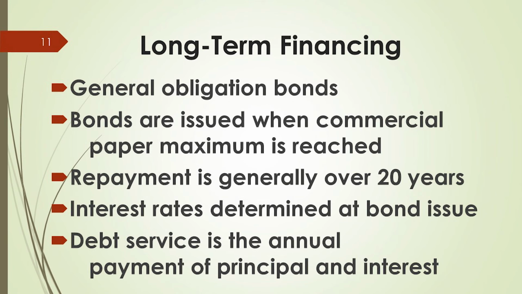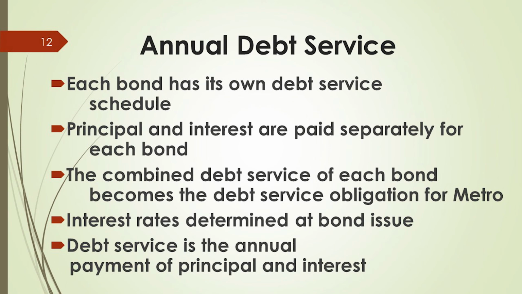All the projects from any capital spending plan included in the outstanding commercial paper will be part of that bond issue. Bonds are generally issued with a final maturity of 20 years, resulting in annual debt service requirements for the length of the bond. At bond issuance, the interest rate and principal retirement schedule is determined. This schedule becomes the annual debt service requirements to pay off the bonds. The annual debt service requirements for a new bond issue is combined with debt service of all prior bond issues. Metro's total annual debt service requirement is the amount of principal and interest to be paid for all of the outstanding series of bonds.